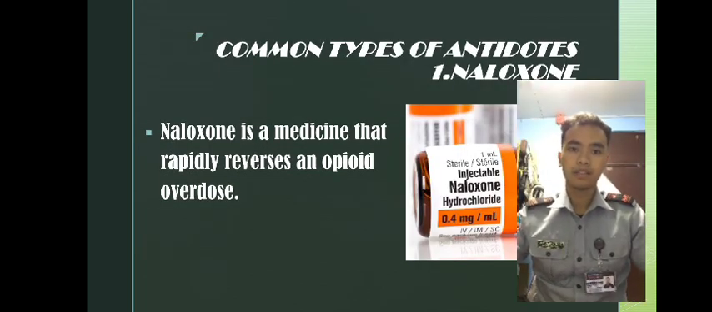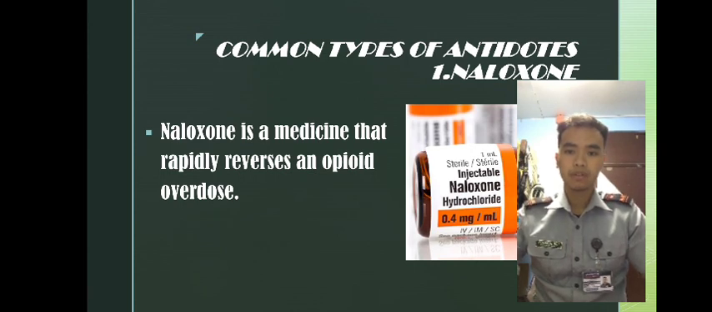Next on what we'll be discussing is the different types of common antidotes. First and foremost, what is an antidote? An antidote is a substance or treatment that can counteract or neutralize the effects of poison or toxin in the body. Antidotes work by binding to the poison or toxin and either preventing it from causing harm or helping to eliminate it from the body. The specific antidote will depend on the type of poison or toxin involved.